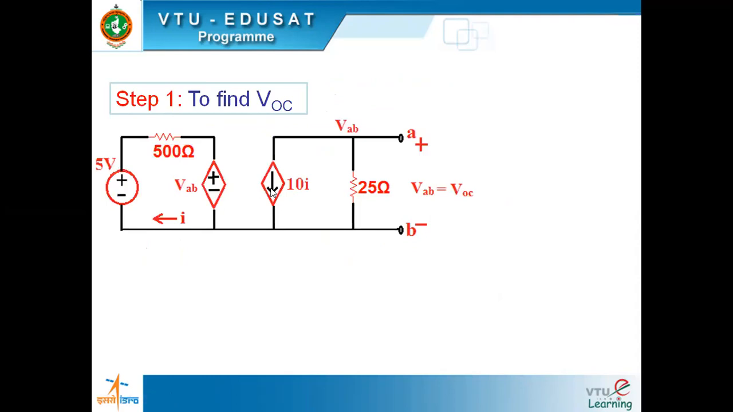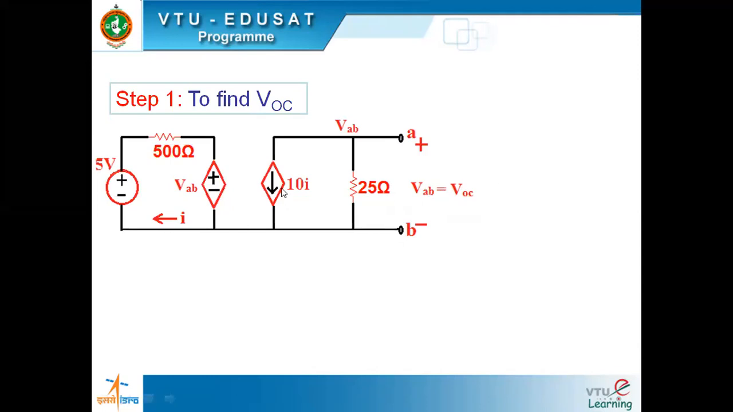Next, to find out VOC, we have to mark VOC. Where do we have to mark VOC? See, here is your VOC. They have marked VAB across the terminals AB. Why did they have to mark VAB? Because there is a voltage dependent voltage source here, and it is dependent on the voltage VAB. So that voltage VAB needs to be marked somewhere. And that voltage VAB itself is your VOC, the open circuit voltage, because VAB is the voltage dropping across these open circuit terminals. So VOC itself is that VAB.